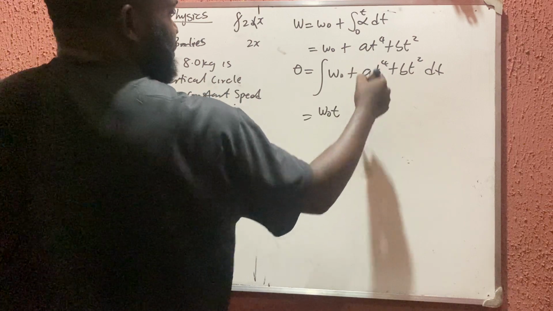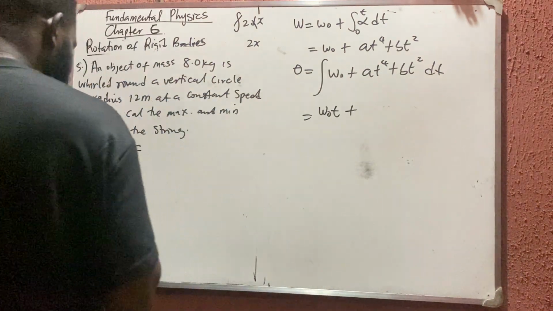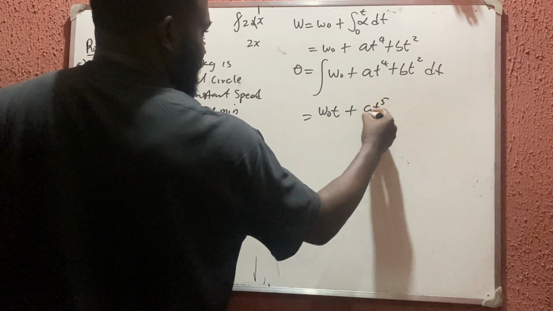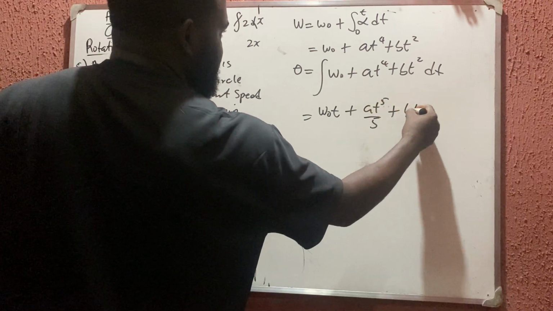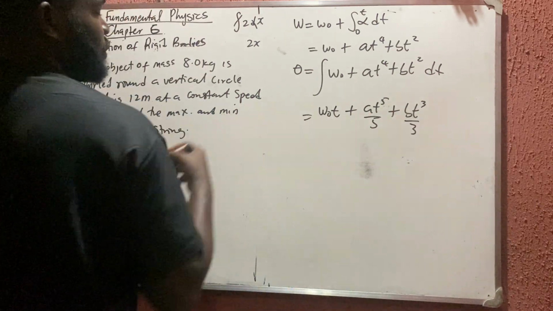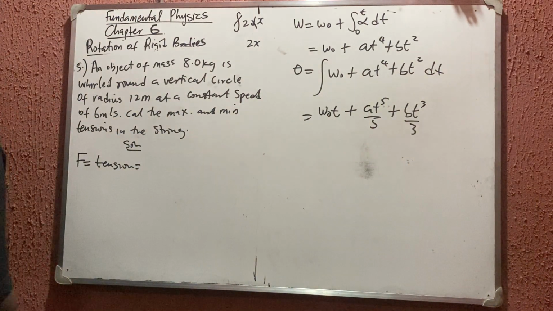So differentiating these terms, we know what we got finally. I think we got a t raised to power 5 over 5 plus b t raised to power 3 over 3. So that's how the wt came about. I just started to show you now. Okay, that's what I missed.